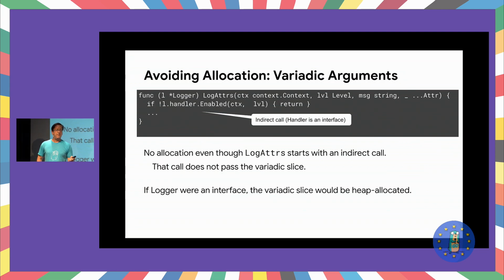So if Logger were an interface, which a lot of people asked for because it results in a really nice design where anyone can implement anything they want, we would be allocating that slice even if the call were disabled, which is bad. And that's why it's a concrete type.